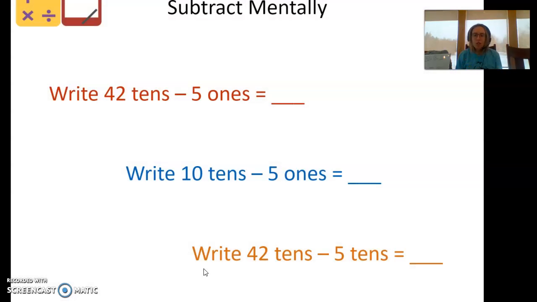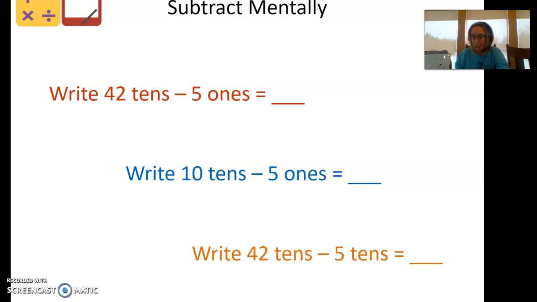Now what I want you to do is I want you to write one of these. You can choose the red problem, you can choose the blue problem, or you can choose the orange problem. I want you to write one of these and then select which one you wrote below. Now it says, write 42 tens minus 5 ones. So that's my job to figure out, what does 42 tens look like? What does 5 ones look like?